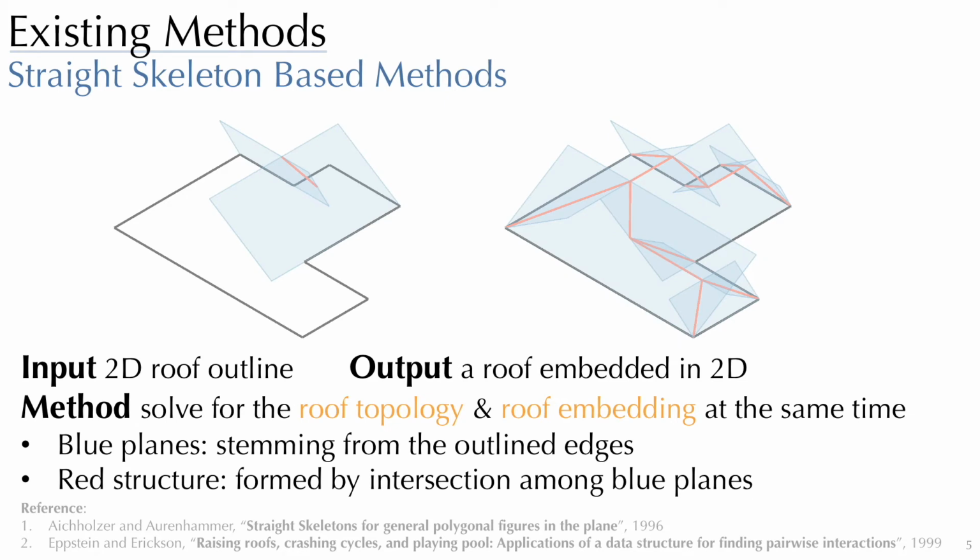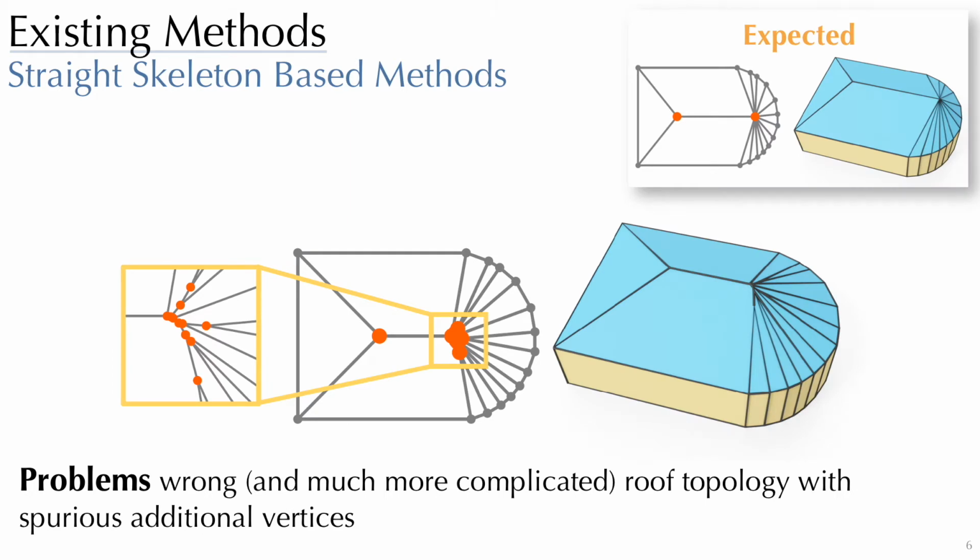Using commercial software for roof construction is flexible, but this workflow relies on the modeling experience of an artist. Indeed, there is another solution for roof construction called straight skeleton. This approach takes a roof outline as input, then outputs a roof that is embedded in 2D. These methods formulate roof construction as a problem of determining how the blue planes stemming from the outline edges intersect with each other. The intersection colored in red would give a 3D planar roof. These types of methods are simple and can guarantee the planarity directly. However, they also have some disadvantages.